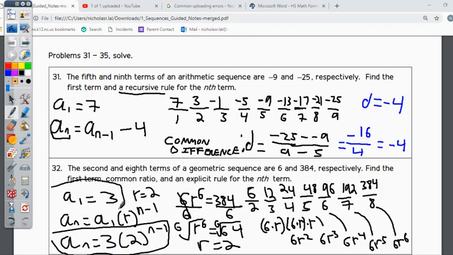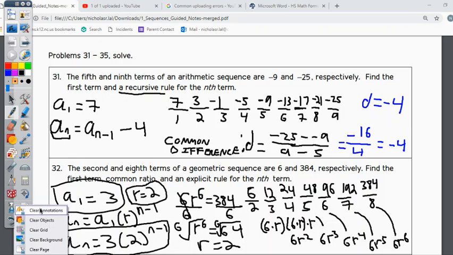a1 is the first term, r is the common ratio. So for example, you could use this explicit rule to find any term in the sequence. If you wanted the 564th term, you would have 3 times 2 to the 563rd power. All right. Does anybody have any questions about 31 or 32? No? Okay. Am I good to clear annotations?